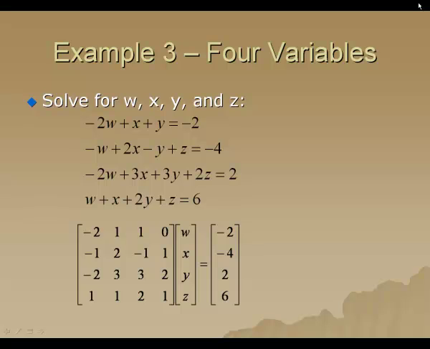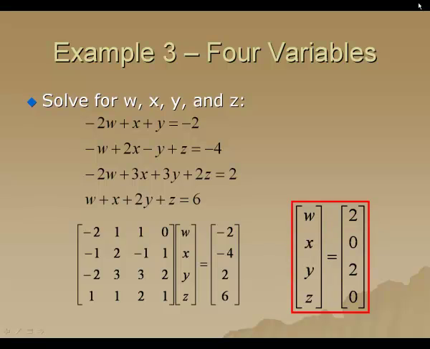Matrix A should be the coefficients negative 2, 1, 1, and 0, because that's what z is, 0. On the second equation, negative 1, 2, negative 1, 1. Third equation is negative 2, 3, 3, and 2. And the fourth equation is 1, 1, 2, and 1. So 1, 1, 2, and 1 in the last equation. Matrix B, negative 2, negative 4, 2, and 6. A inverse times B gives us 2, 0, 2, and 0. That's w, x, y, z.